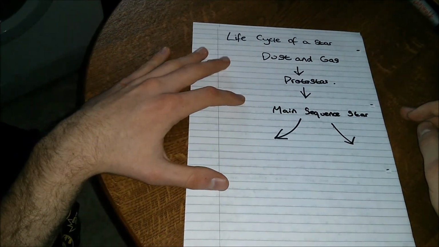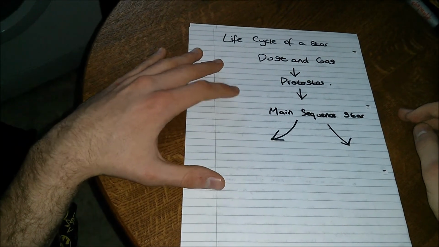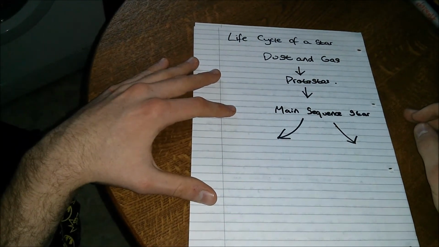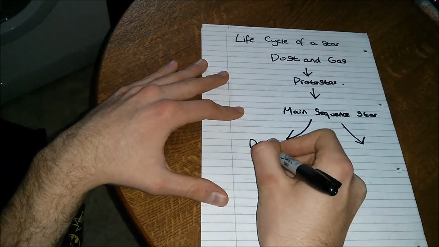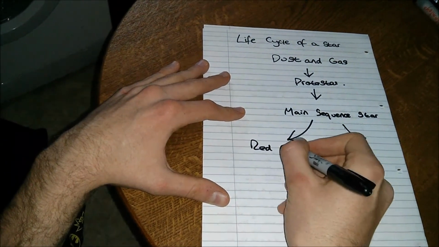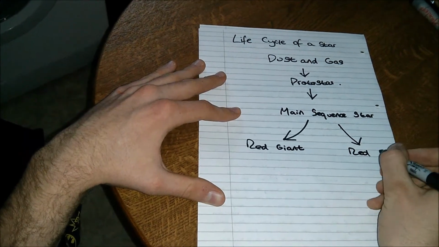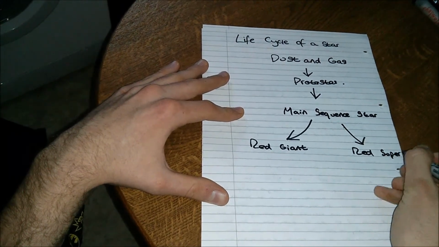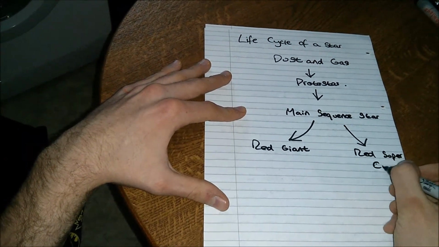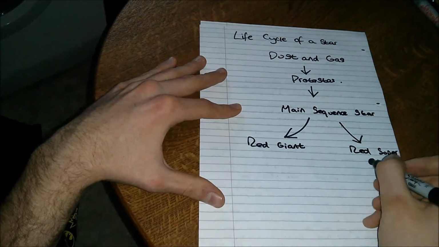If the star is small, well, I say small, but roughly the same size as our Sun, then it will swell into a red giant. However, if it is a big star, much larger than our Sun, it will swell into a red supergiant. Firstly, we'll go on to discuss the further stages of a smaller star, or a red giant.